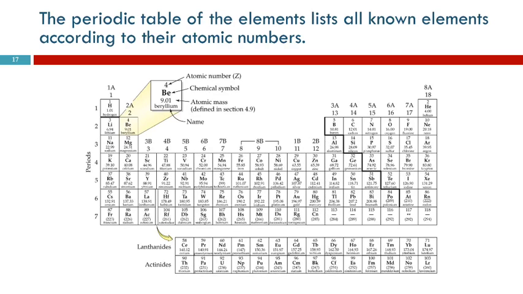So when we look at one of these little boxes, this one's beryllium. So here's the chemical symbol for beryllium. This periodic table has the name of beryllium here as well. And above the chemical symbol is a whole number, 4. That's the atomic number. That tells me that beryllium atoms have 4 protons in their nuclei.